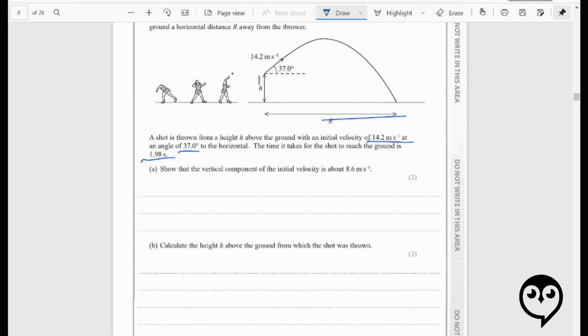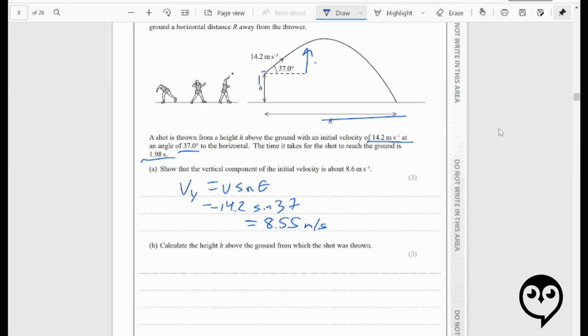Yes, so very simply, this will be the sine component because it's opposite that. So our vertical component is going to be V sine theta. And that gets you 8.55 meters per second. Of course, it should be lower than the 14.2. I hope that's good for you.